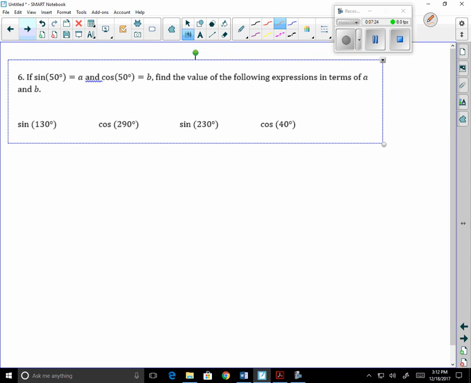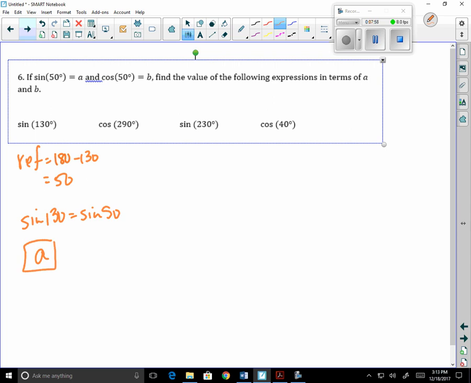Number 6 says that the sine of 50 is A and the cosine of 50 is B. Find the value of the expressions in terms of A and B. So if I want to find the sine of 130, I know that 130 has a reference angle of 180 minus 130, so 50. So I could say the sine of 130 is equal to the sine of 50, and it's positive because it's in quadrant 2. So this first answer is just A.